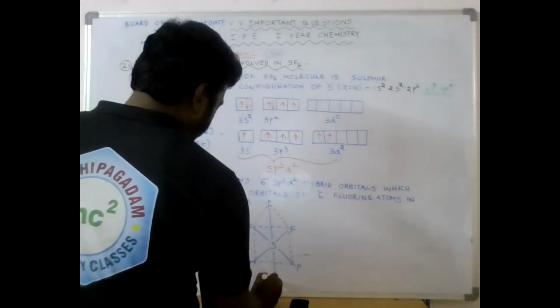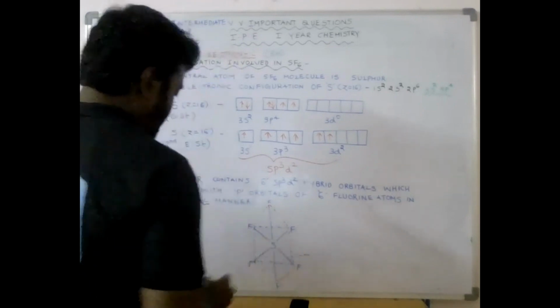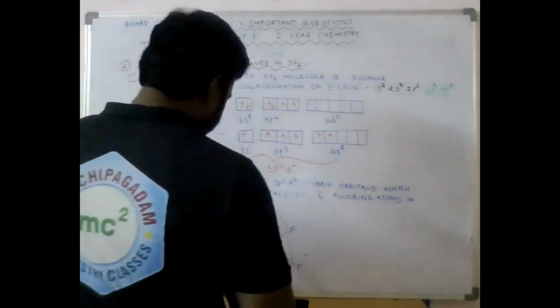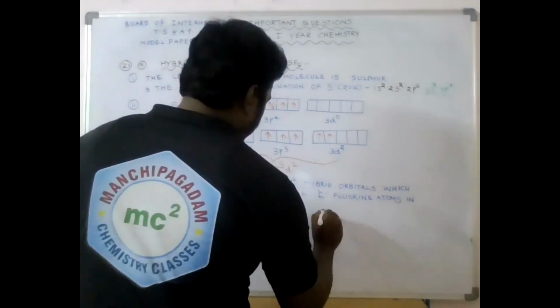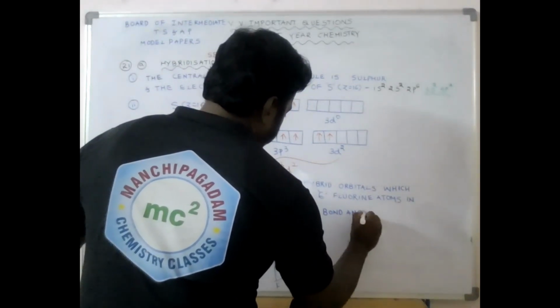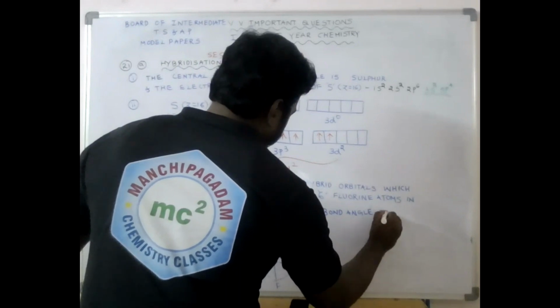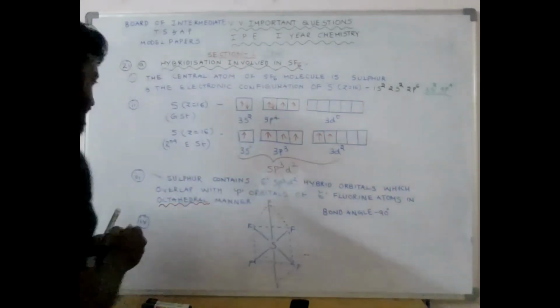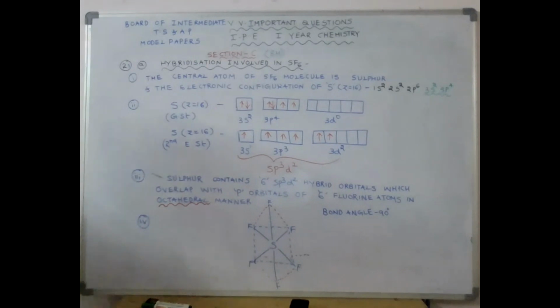In octahedral manner, this is there. What is the bond angle here? The bond angle is 90 degrees. What is the shape? The shape is octahedral. What is the hybridization? sp3d2 hybridization. So 4 points, 4 marks. Even if you miss 1 point, you won't get the marks.